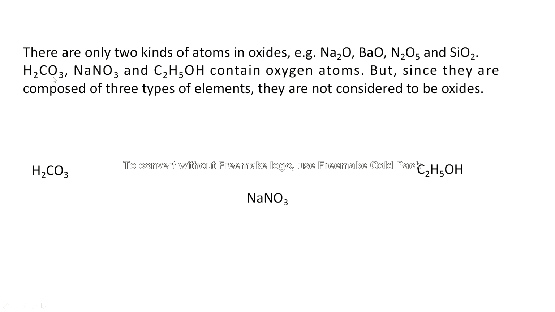But in carboxylic acid, there is hydrogen 1, carbon 2, oxygen 3. And in sodium nitrate, we have also 3 elements. In ethanol, 3 elements. So although those compounds contain oxygen, they are not oxides because there is a third, different type of element. So remember that carboxylic acid, sodium nitrate, and ethanol are not oxides.